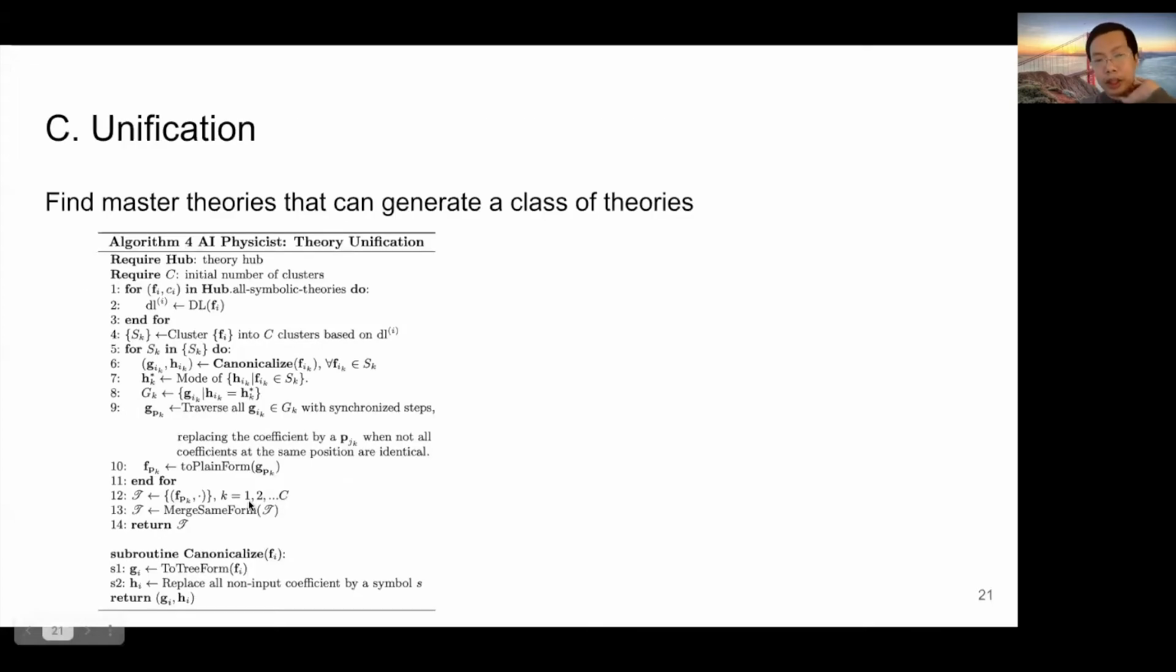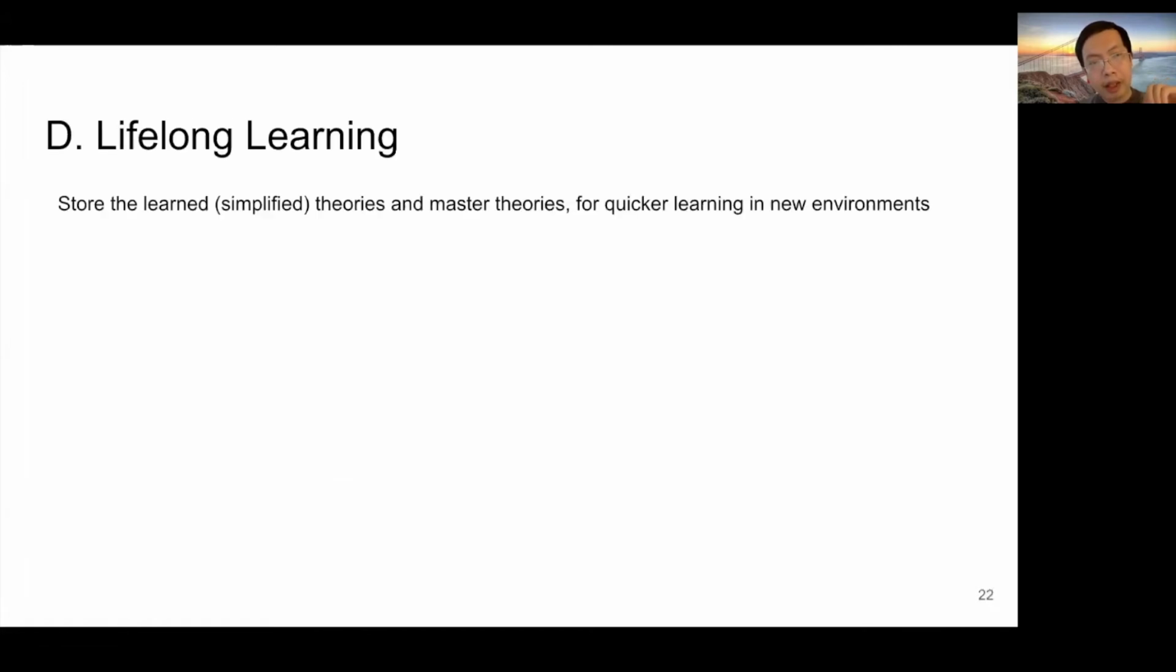For the unification, we try to generate a master theory that can summarize a collection of theories, symbolic theories, if their structure is similar but they only differ in some numerical parameters. And in lifelong learning, we just use this theory library to store and propose theories.